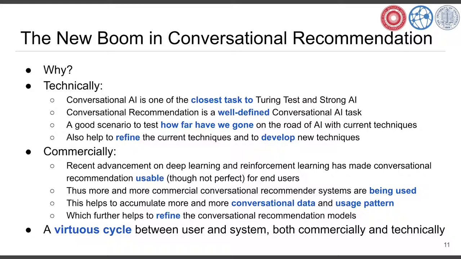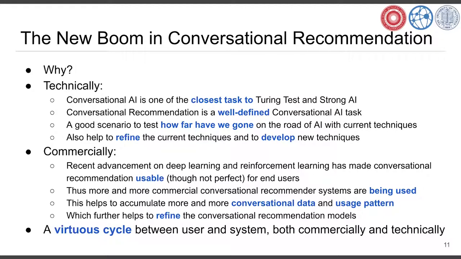So technically, conversational AI is one of the closest tasks to a Turing test and a strong AI. And in the meantime, a conversational recommendation is a well-defined conversational AI task. Actually, it is a task-oriented, goal-oriented conversational AI system. So it is a good scenario to test how far we have gone on the road of AI with current techniques, for example, deep learning and reinforcement learning techniques. And it also helps to refine the current techniques and to develop new techniques through intelligent conversational agents.